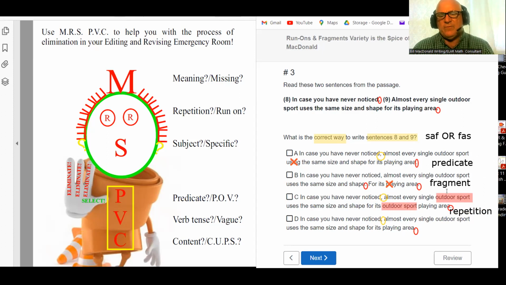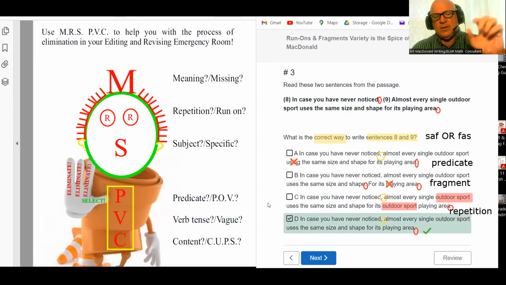"In case you have never noticed, almost every single outdoor sport uses the same size and shape for its playing area." Period, a longer pause. That one is correct, so we can select that one and go ahead and use our mouse to pick it on the test. So your kids could simply and quickly draw some sort of little mini Mrs. PVC, because lots of the mistakes have to do with something like that.